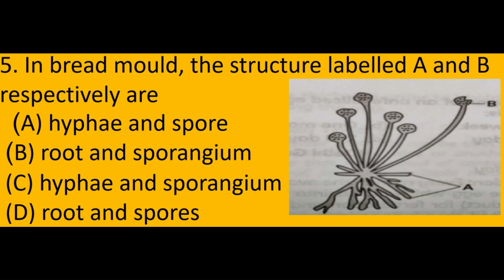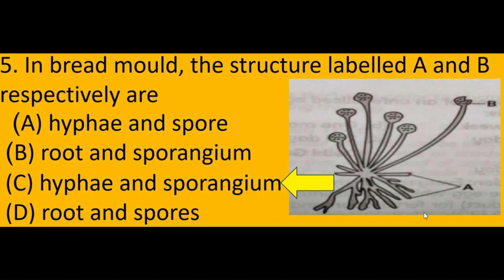In bread mold, the structure label A and B in the figure respectively are option A, hyphae and spore, option B, root and sporangium, option C, hyphae and sporangium, and option D, root and spores. So in this figure, what is A and what is B? And the answer here is option C, hyphae and sporangium.